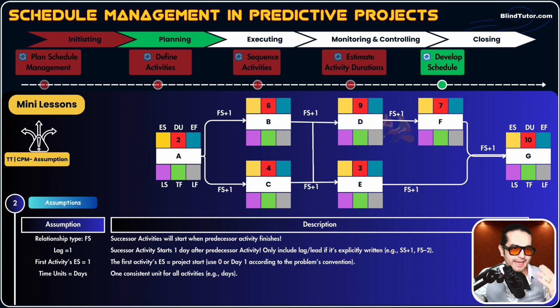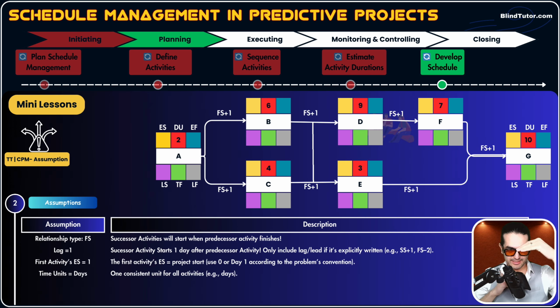So for example, activity B ends in day 8 and activity C ends in day 10. Can you start activity D in day 9? No. Why? Because activity D depends on both B and C. Both of them need to be finished. So we consider the maximum finish date of these two, which is day 10 in our example. So activity D can start in day 11.